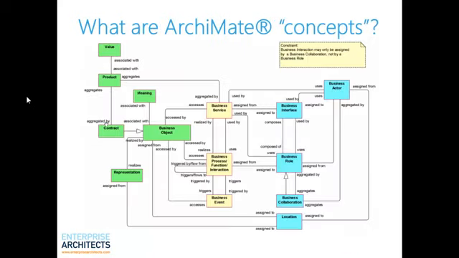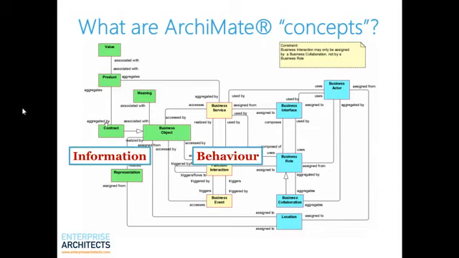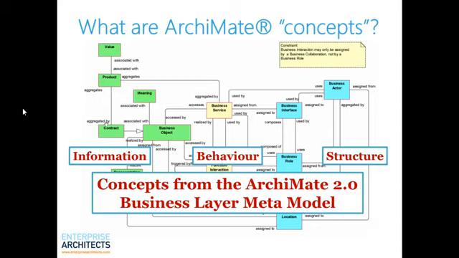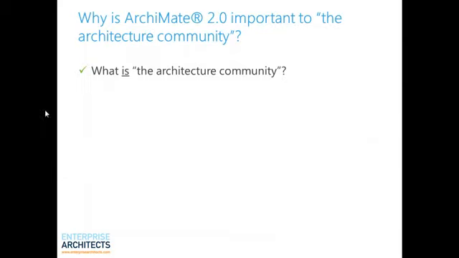So you can see the depth of concepts in the Archimate meta model for information, behavior, and structure. I'm not going to spend a lot of time on this. These are concepts from the Archimate 2.0 business layer meta model. There's more. That's not everything. So you can see the depth of detail in the Archimate 2.0.